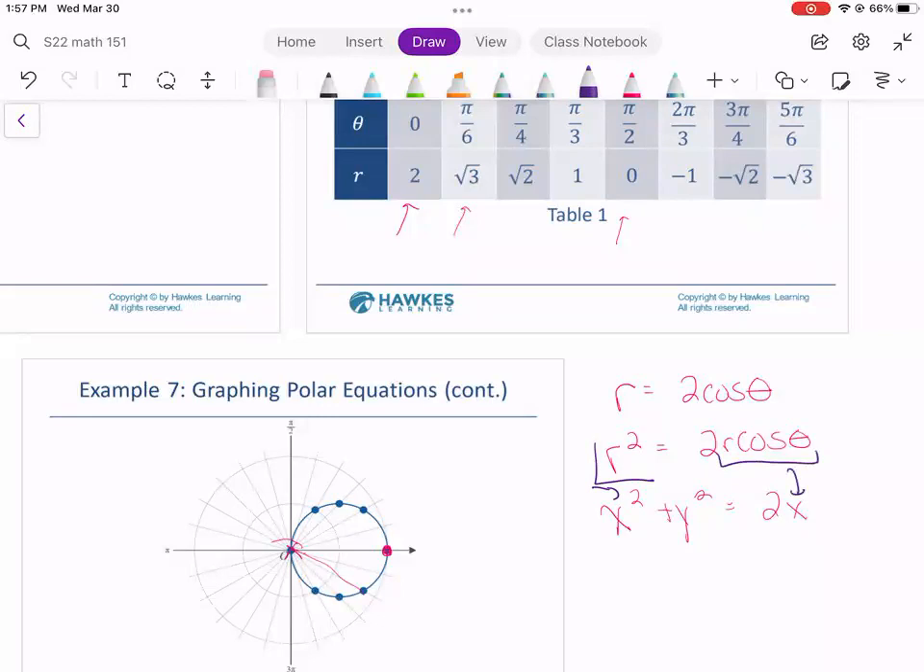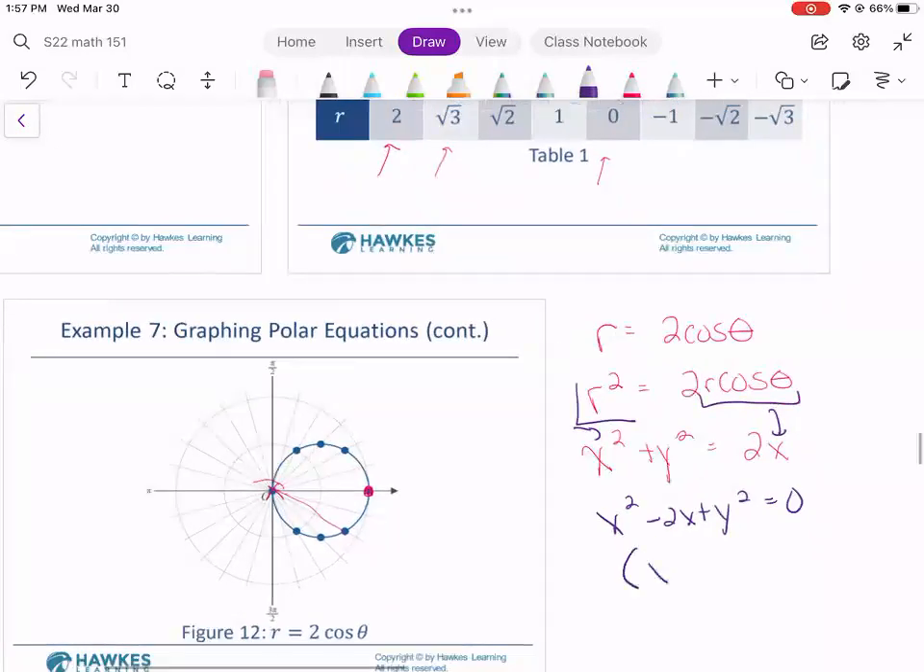And then we can complete the square. So we end up with x squared minus 2x plus y squared equals 0. And when we complete the square, we get x minus 1 squared plus y squared equals 1. And then we can do the same thing to check our points by plugging in x's and y's.